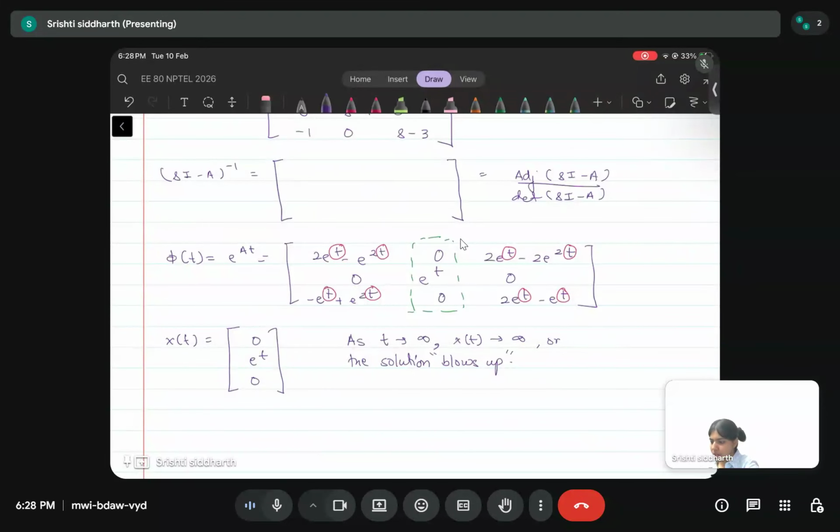So the entries of the state transition matrix also help us to determine whether the solutions of the system would converge to the equilibrium or zero, or blow up as time increases. So this is fine. Let's move on to another question.